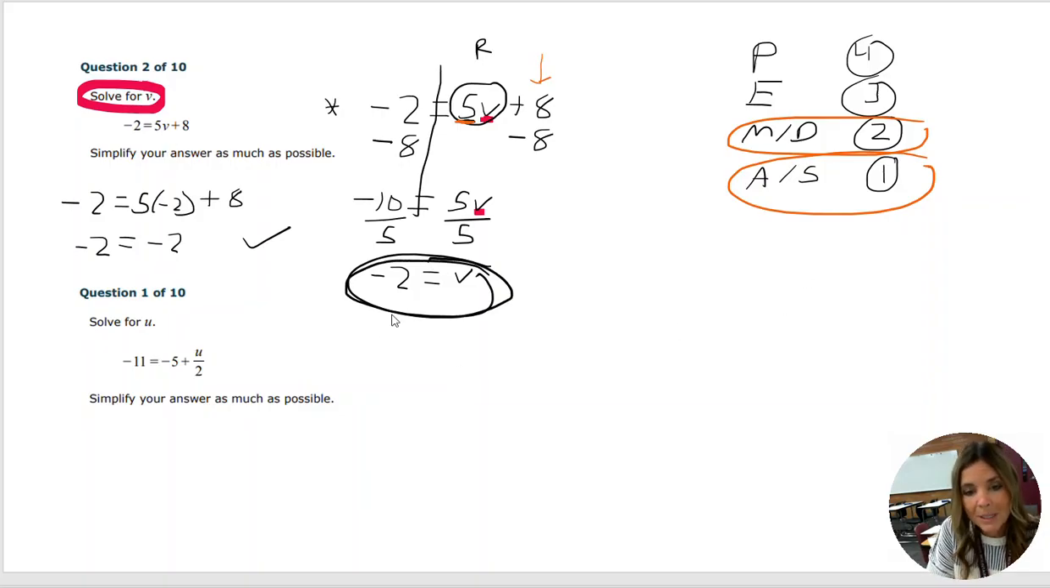Okay, so let's go ahead and go to the next one. And again, we have another two-step equation. So -11 equals -5 plus u divided by 2.